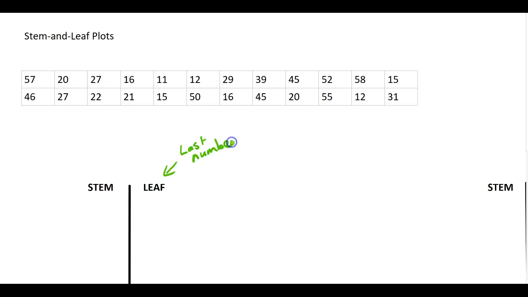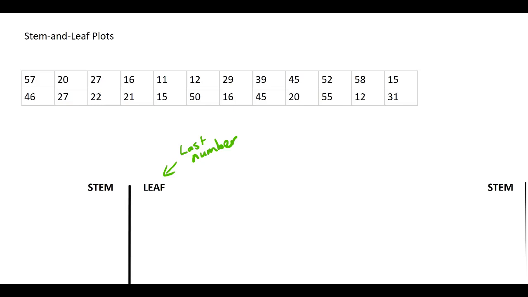The leaf is that last number of our data. So this is strictly our last digit. In other words, it's the 7, it's the 6, it's the 2, it's the 7, that type of thing. Those are our last numbers, and we want to put these in order.